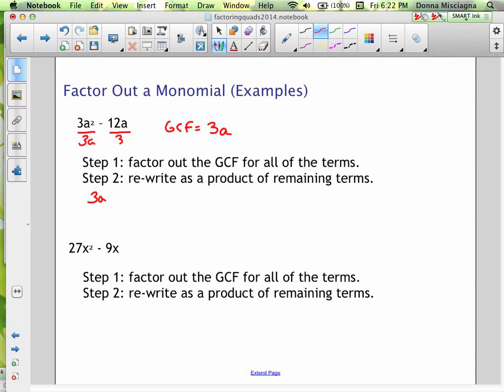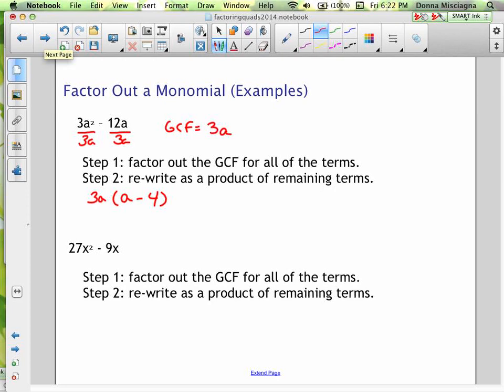So we're factoring out the greatest common factor, and when we write it down, we're going to make sure that we write it as a product of terms. So 3a is what we're dividing by. 3a squared divided by 3a would be a. And then negative 12a divided by 3a would be 4. And so, oops, I forgot a parenthesis there. So 3a squared minus 12a factored would be 3a times a minus 4.